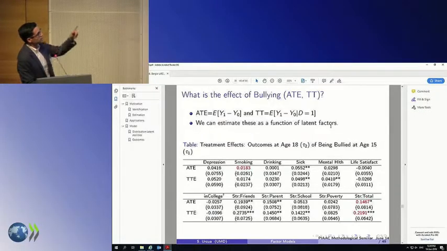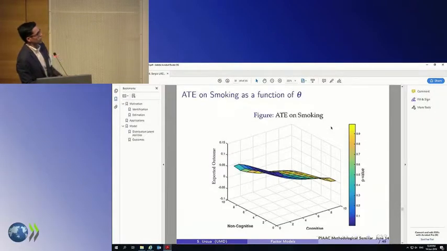And we don't find evidence on the smoking. And I just want to point out that because there is a lot of heterogeneity, you want to be careful again playing with these factor models because you can uncover some effects. If you look at the impact of non-cognitive and cognitive skills on the average treatment effect of smoking, even though the effect on average is 0, you see large heterogeneity as a function of these two unobserved components. So these factors do matter when it comes to understanding how this bullying is affecting different outcomes.